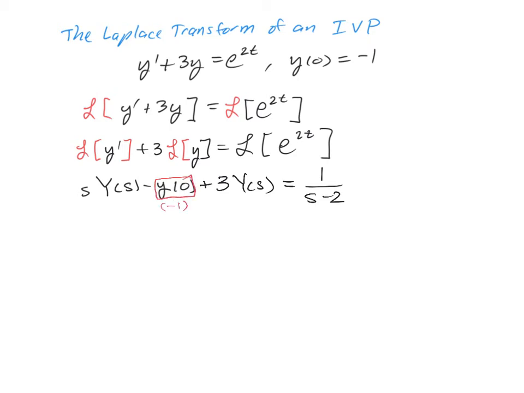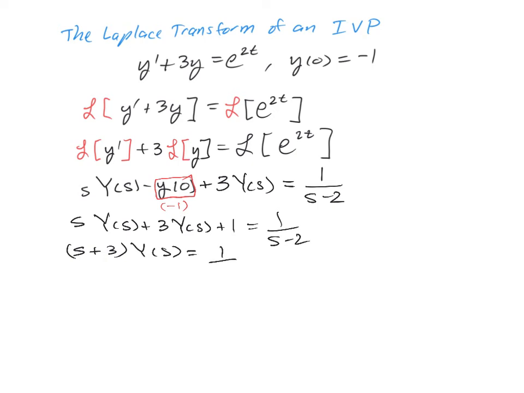So that we end up with s times big Y of s plus 3 times big Y of s plus 1 is equal to 1 over s minus 2. And then we'll subtract the 1 from both sides, and we'll factor out the big Y of s. So we've got s plus 3 times big Y of s is equal to 1 over s minus 2 minus 1. And then from there, some people like to keep these as separate terms. I like to combine them into 1.